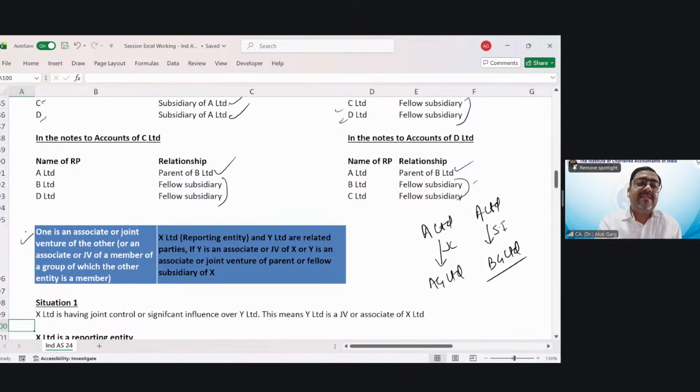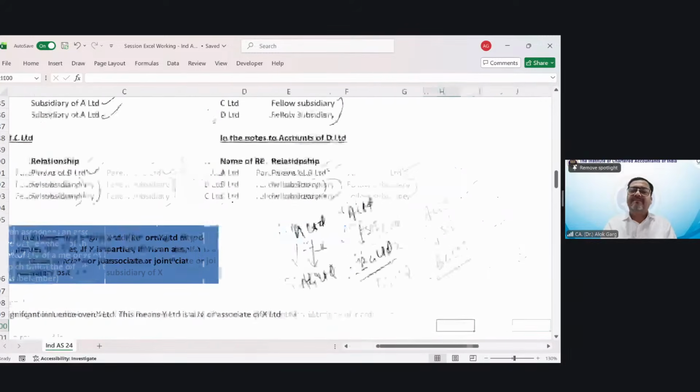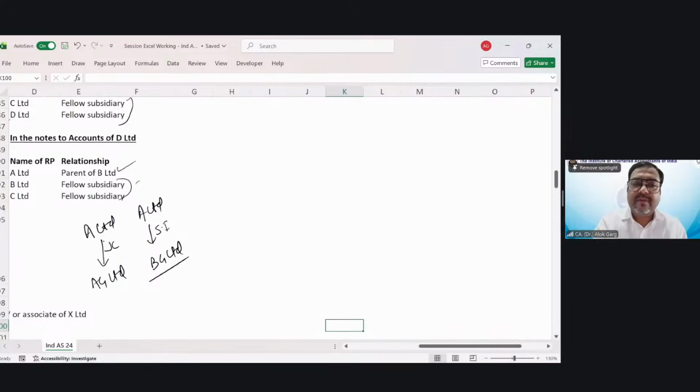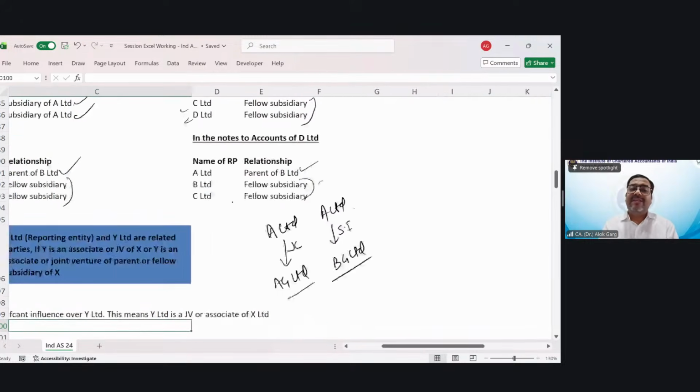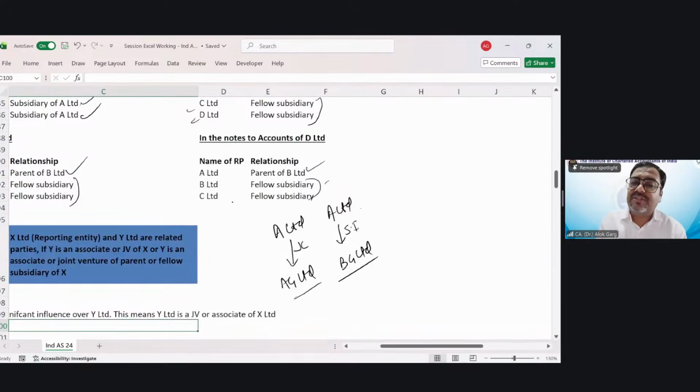Now, the second relationship. One is an associate or joint venture of the other, or an associate or JV of a member of a group of which the other entity is a member. So one is an associate or JV of the other. For example, A Limited has joint control over AG Limited, and A Limited has significant influence over BG Limited.